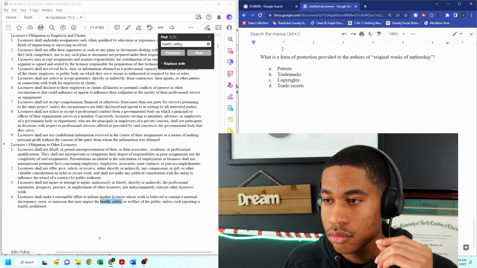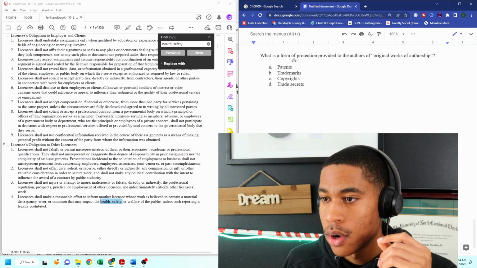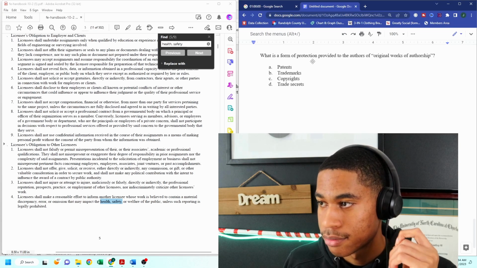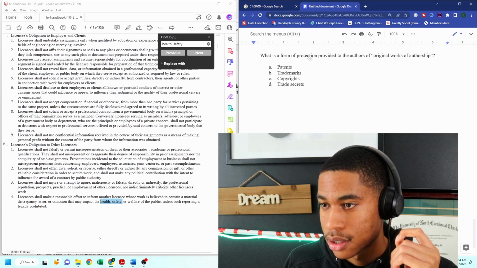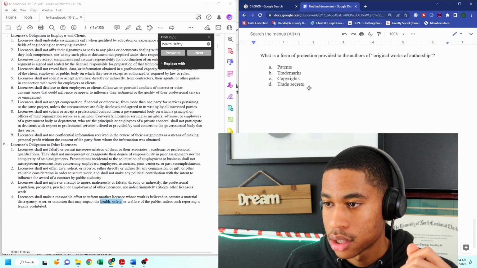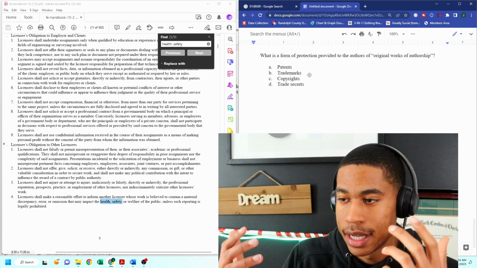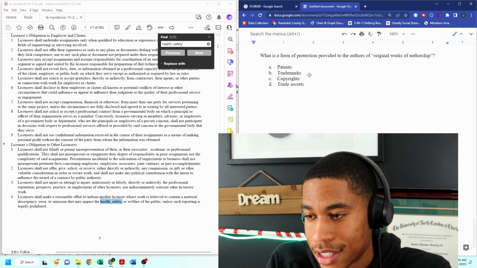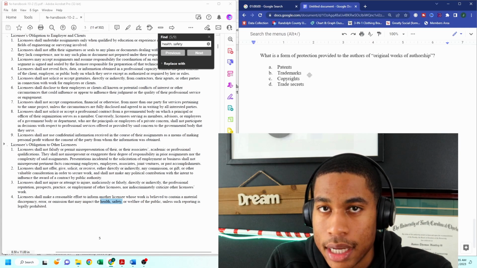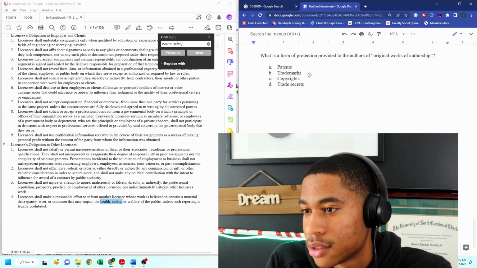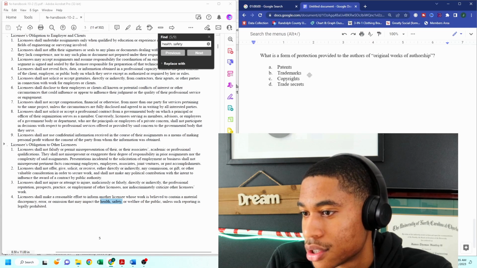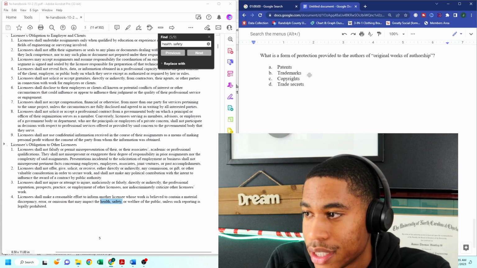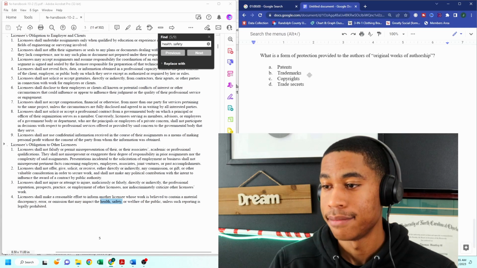All right, so this one says, what is a form of protection provided to the authors of original works of authorship? Patents, trademarks, copyright, trade secrets. When I think of this, and everyone's thought process is different, right? When you're taking this test, all these emotions are going on. So my initial thought process is, I've heard of trademarks, copyright, and patents. Haven't really heard of trade secrets. So I really don't know. I'm going to see if my manual can help me, right?